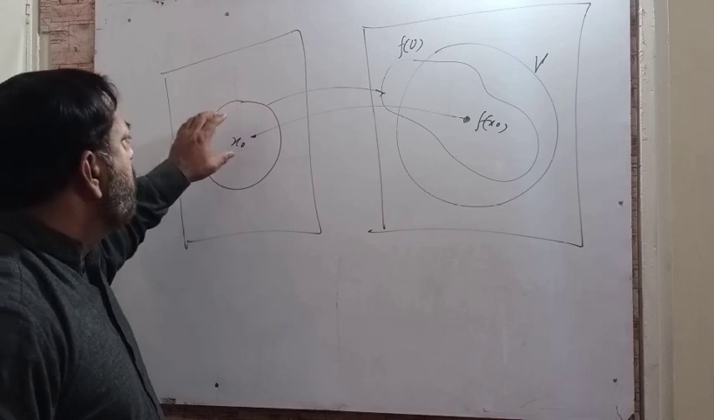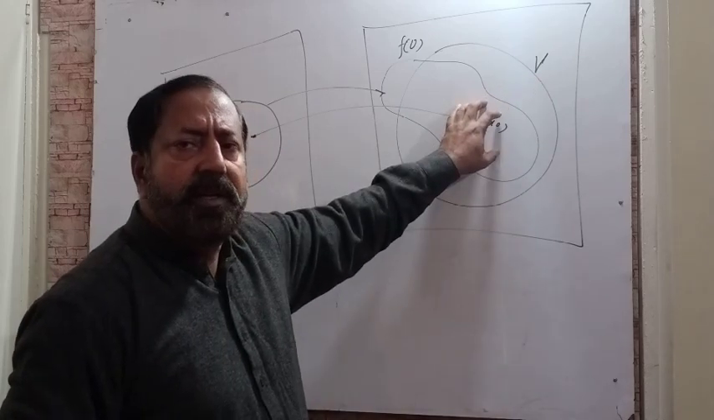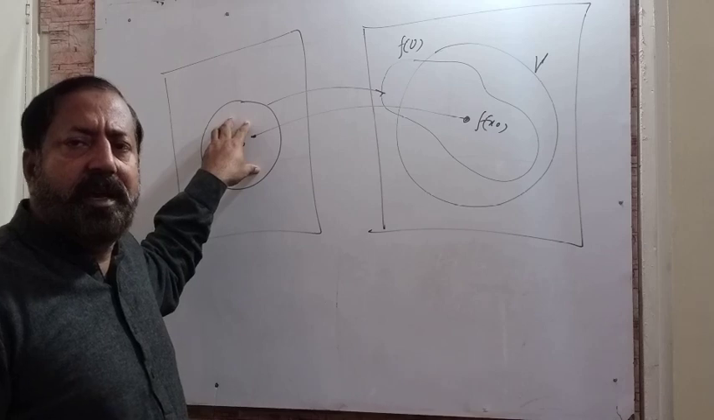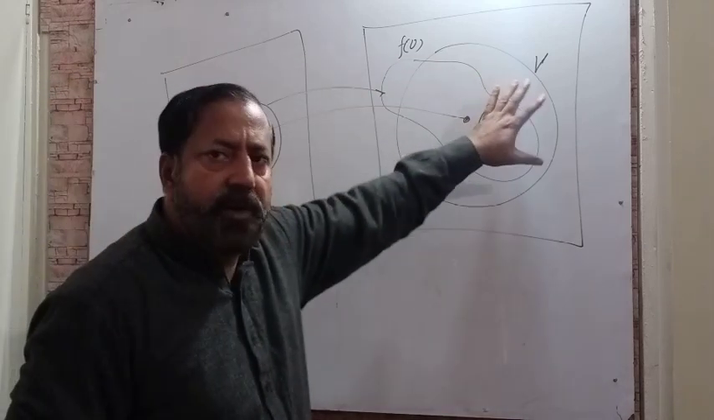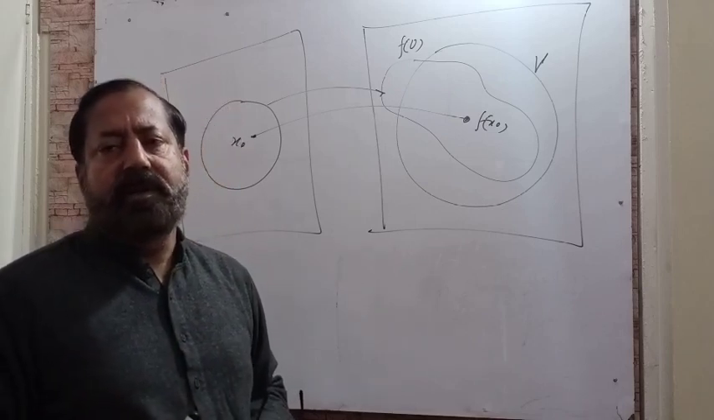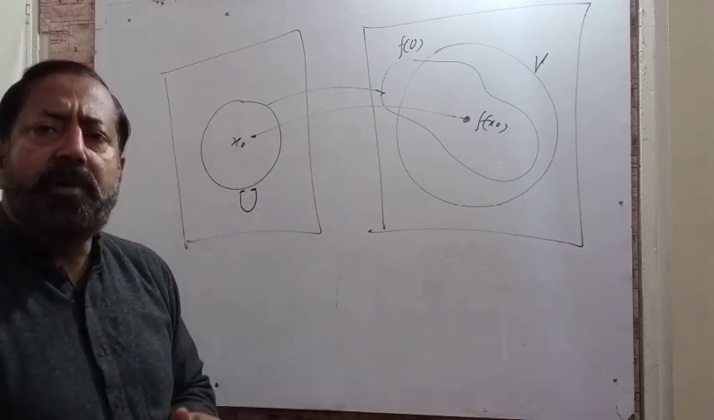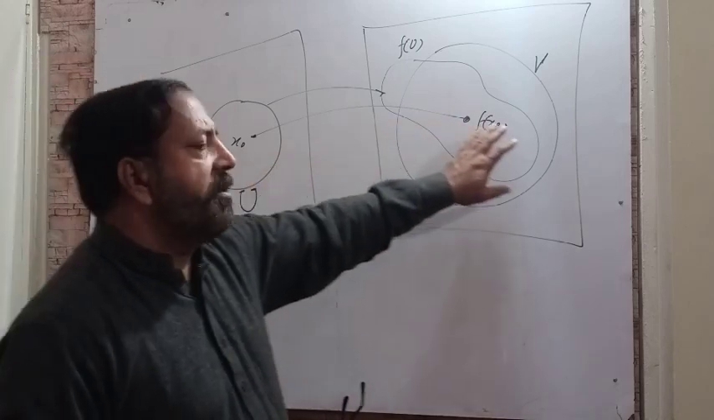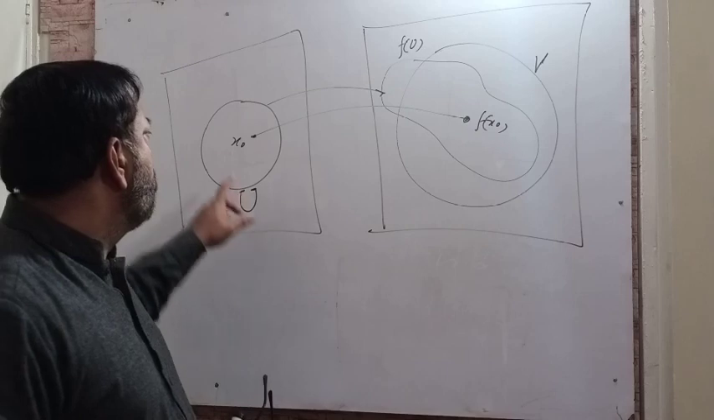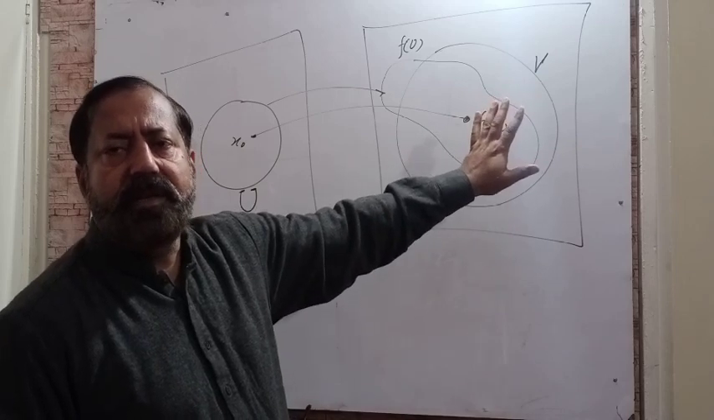So continuity says that if you are finding some neighborhood V of f(x naught), then there must be, even if it is very small, we are not concerned. I am not saying that every neighborhood of x naught should be in V. No, I am not saying this. I am saying that there must be at least one neighborhood U of x naught such that f(U) is contained in V. If you are not getting even a single neighborhood U of x naught so that f(U) is fully contained in V, then we will say that this function is not continuous. So this is the definition.